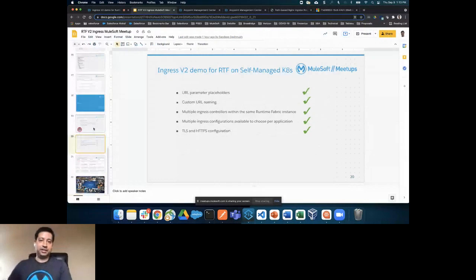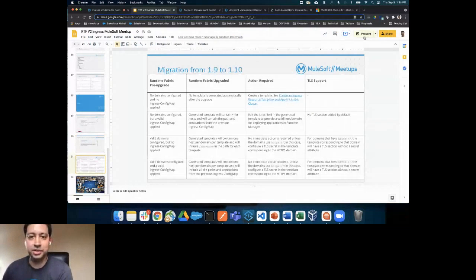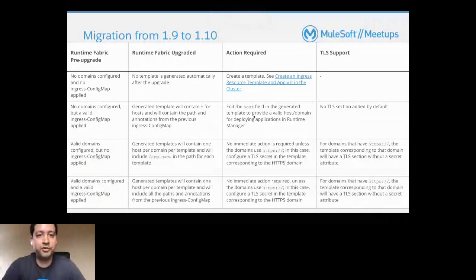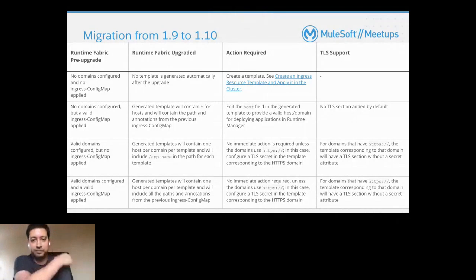But before we go into that, there is something else that we wanted to talk about on a very high level. Some of you may face challenges or have questions around the migration from 1.9 to 1.10. This is from our documentation. I've just put a screenshot here. Based on how your pre-upgrade configuration looks, these would be the actions that we'll be taking from the RTF agent perspective.